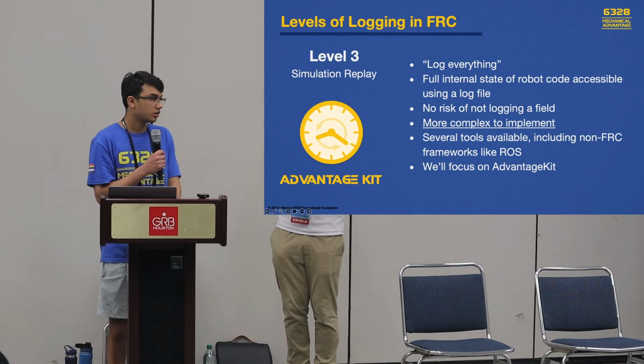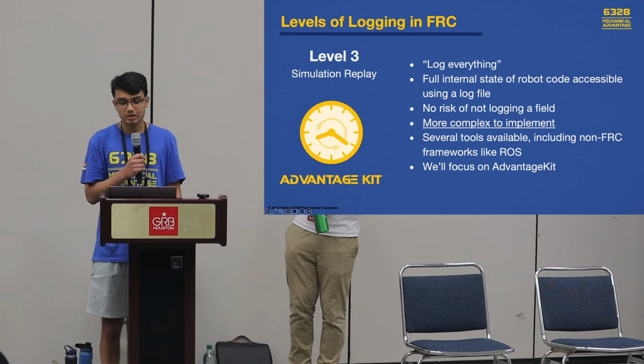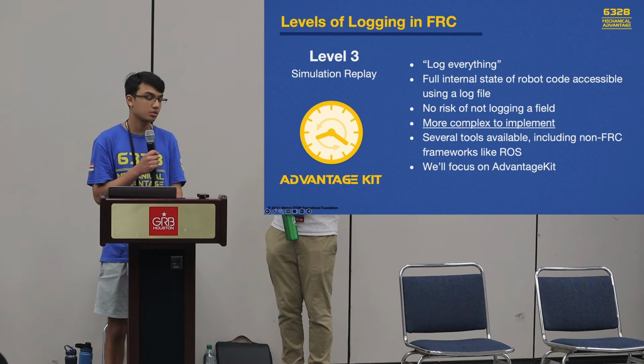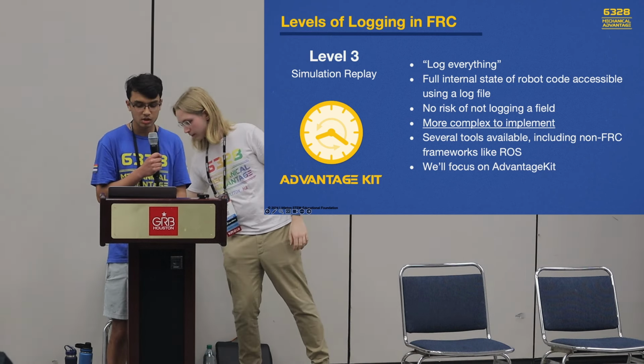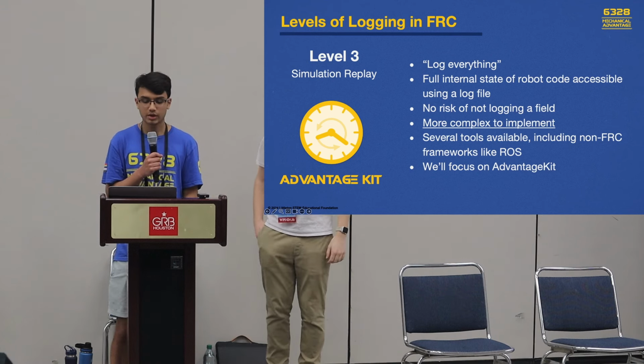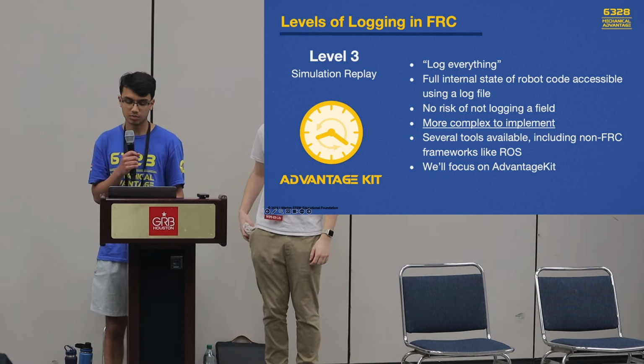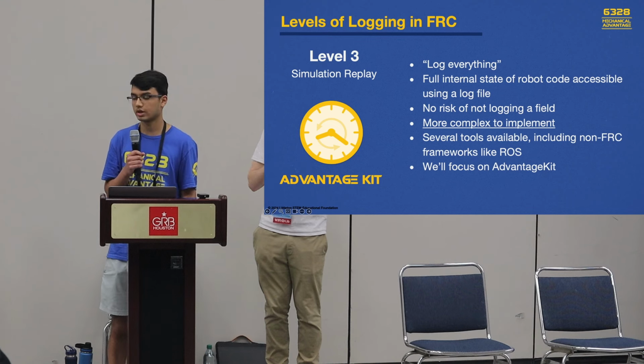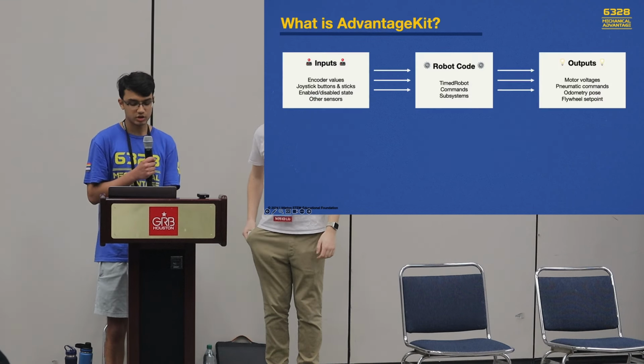So level 3 logging takes the log everything approach, where you log the full internal state of the robot code, which is accessible using a log file. This means that there's no risk of not logging a field. However, it is more complex to implement. There are several tools available for this, including non-FRC frameworks like ROS. Today we'll focus on AdvantageKit.